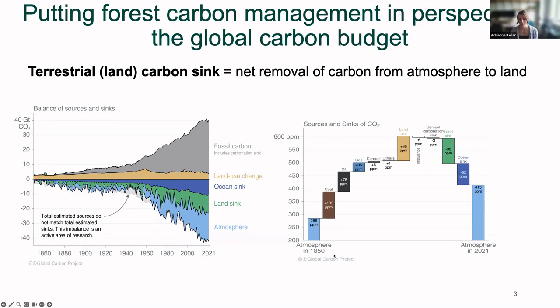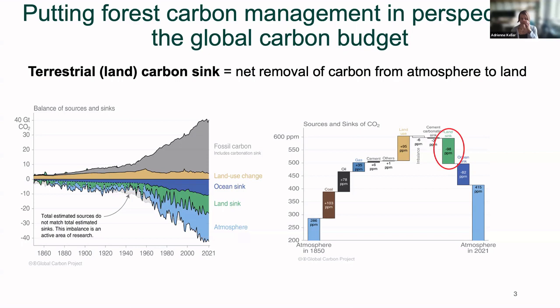This figure on the right shows the same thing, but in a slightly different way. Atmospheric carbon dioxide concentrations in 1850 were 286 ppm, and just a couple of years ago, it's even higher today: 415 ppm, or parts per million, of CO2 in the atmosphere. A lot of this change from 286 to 415 is due to fossil fuel emissions of coal, oil, and gas, as well as cement, and land use change. A lot of this is converting forests and wetlands into agricultural and development land. But without this land sink and this ocean sink, our atmospheric CO2 levels would be way higher. They'd be almost at 600 ppm today.